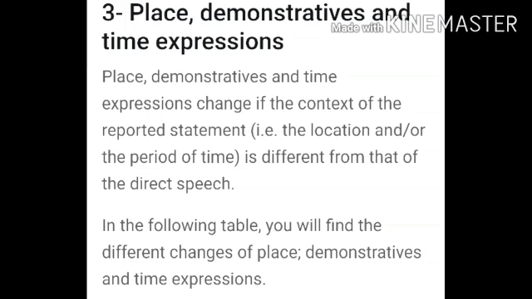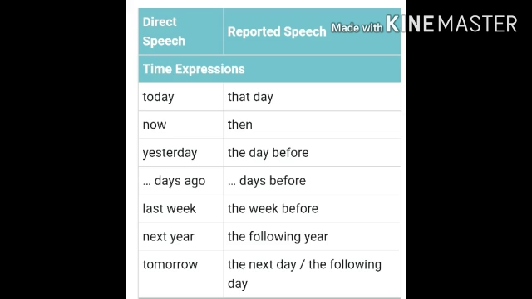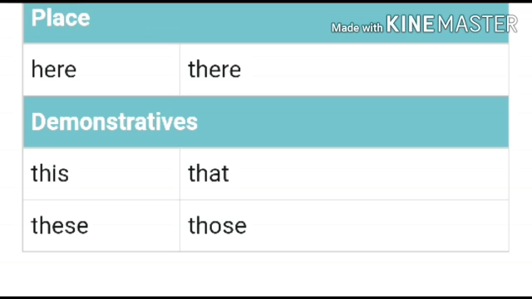Okay. Now look at the place, demonstratives and time expressions. It changes if the context of the reported statement is different from that of the direct speech. In the following table, you will find the different changes of place, demonstratives and time expressions. Look there, today will change into that day, time expression. Okay, now will change to then, yesterday, the day before, days ago, days before, last week, the week before, next year, the following year, tomorrow, the next day or the following day. And also here will change to there.